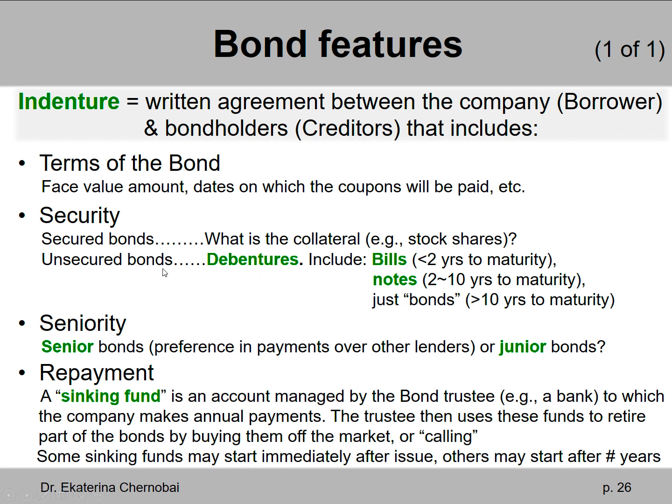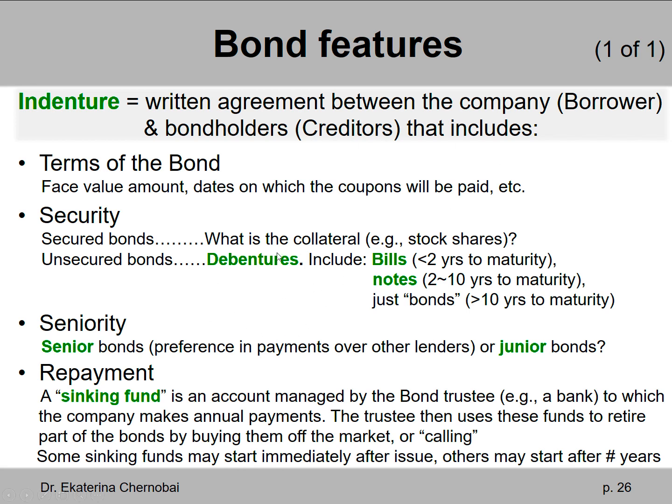Unsecured bonds are also known as debentures. And this is basically what this whole chapter is on. We never talk about any sort of collateral. So unsecured bonds are just a promise from the company that sells the bonds that it will make the required coupon payments and pay the face value at the very end.